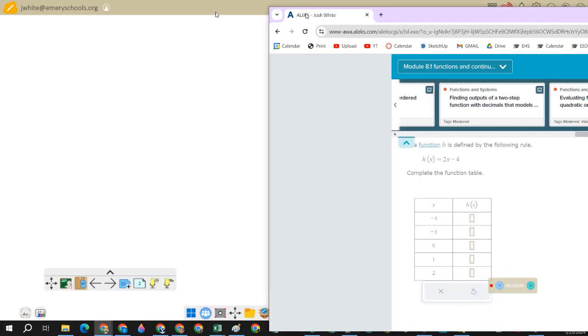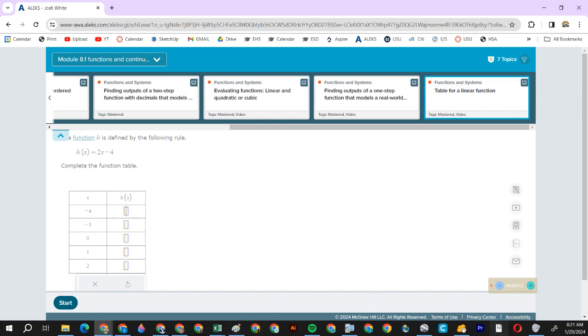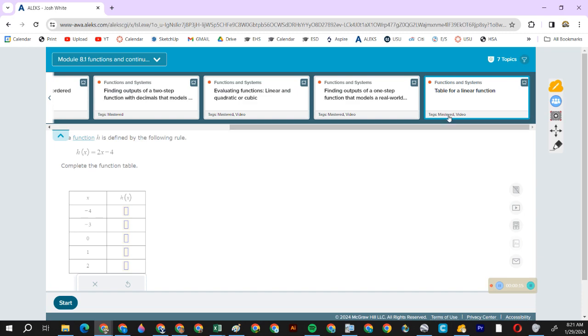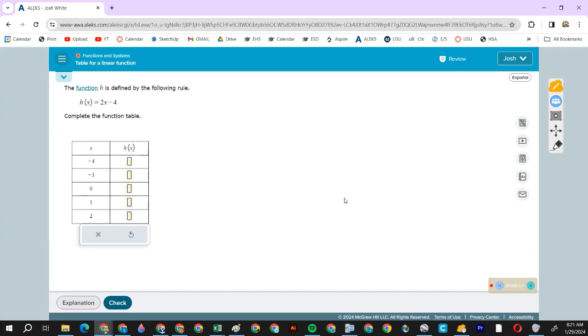I've split 8.1 in half, so this is going to be 8.1a. This one just wants us to fill out the function for h of x.